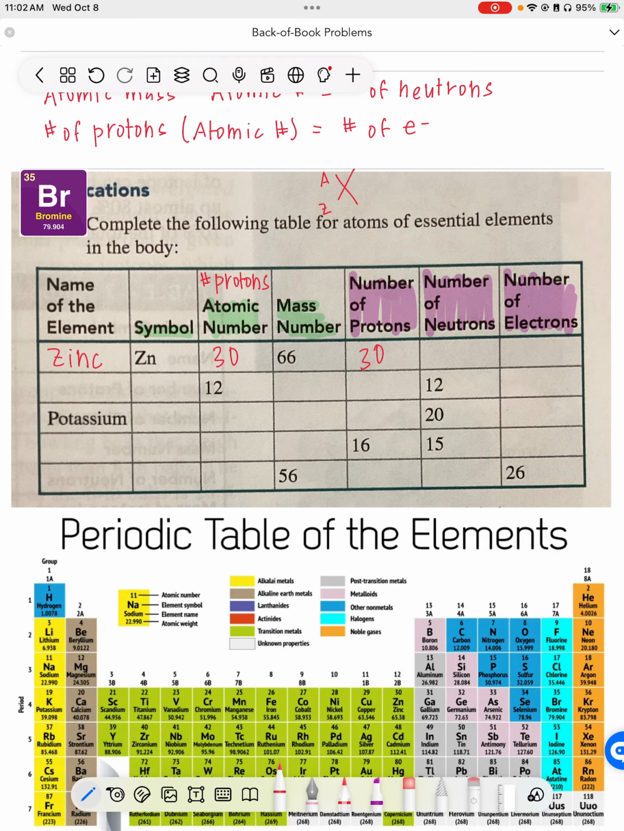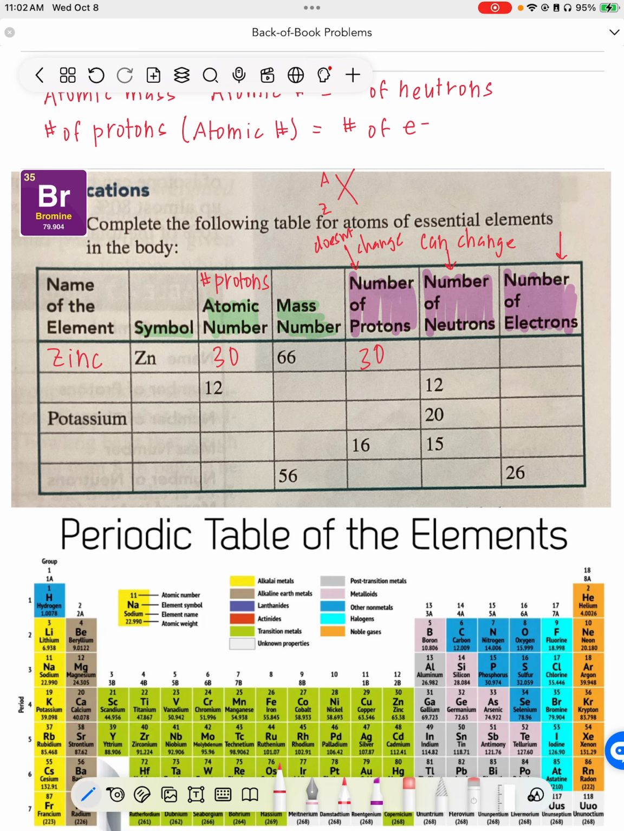So let's make a note of this. Can change. This number can change. This one does not change. Doesn't change. Sorry, my handwriting's so awful. And this one is going to equal the number of protons in a neutral form of that element. We'll talk about that in a minute.